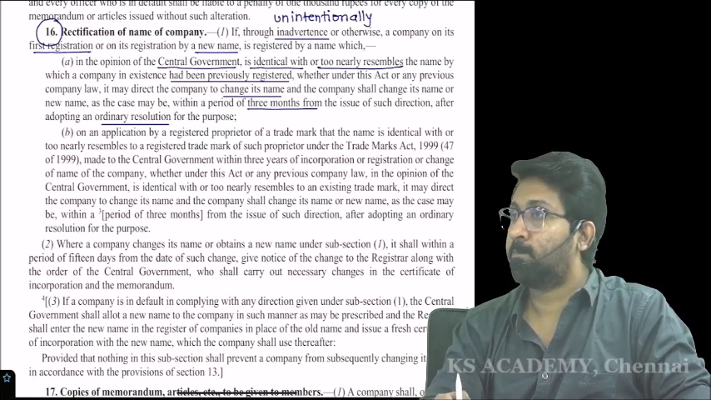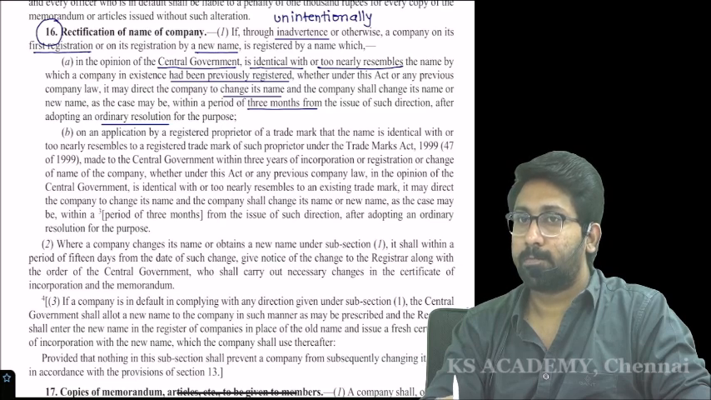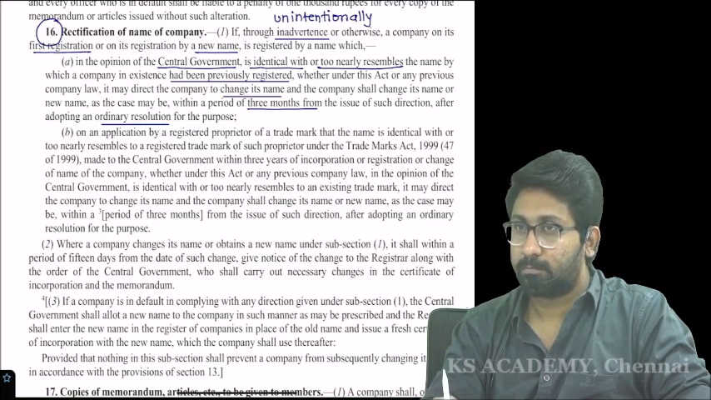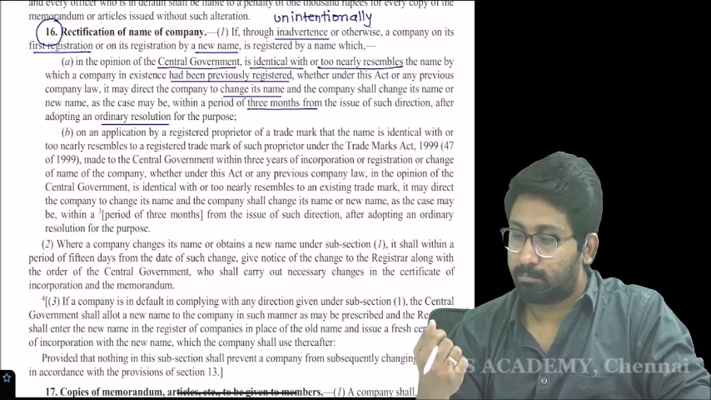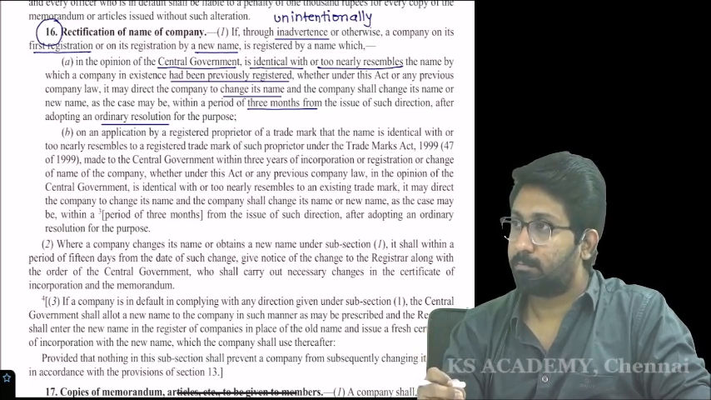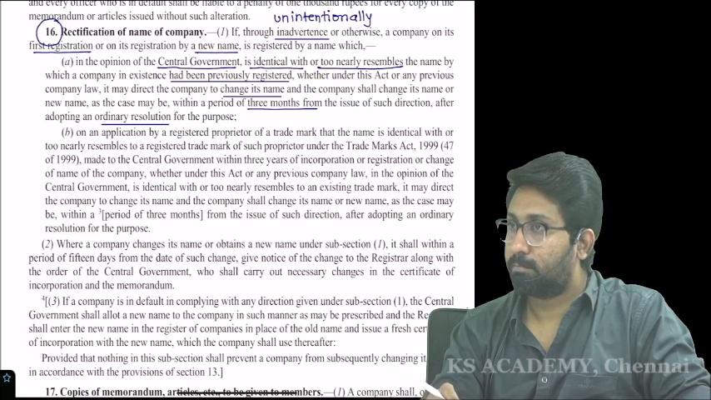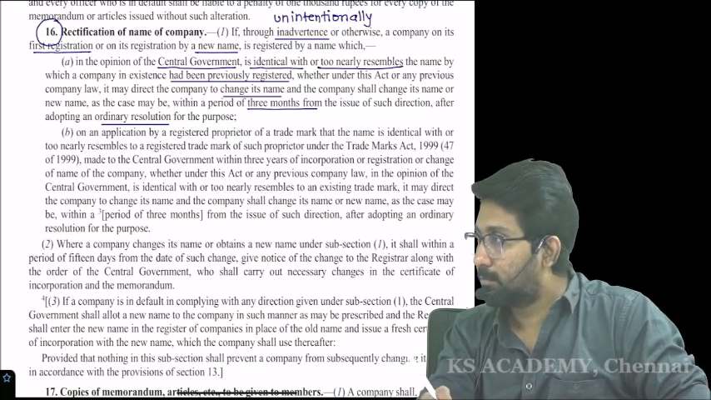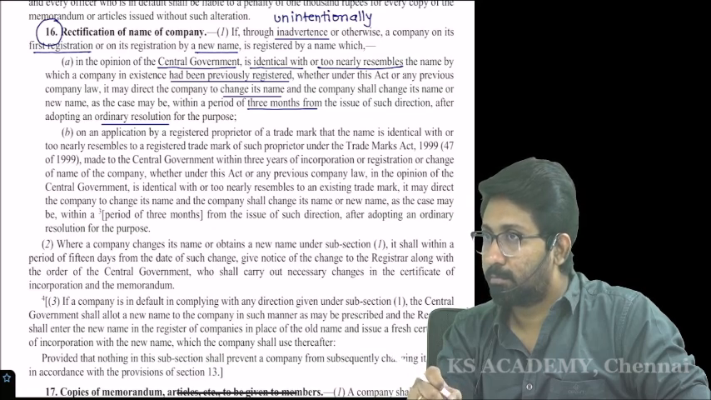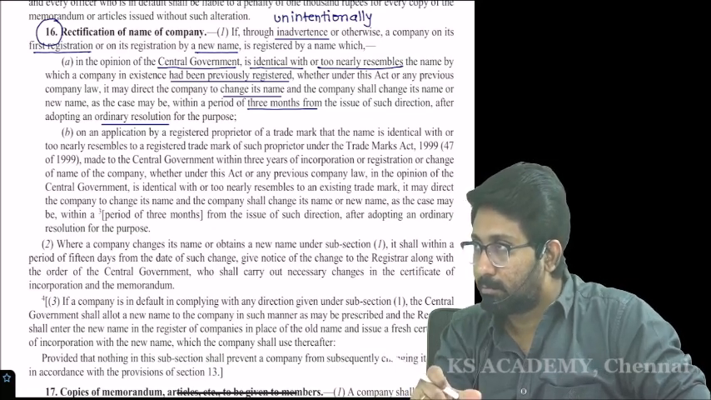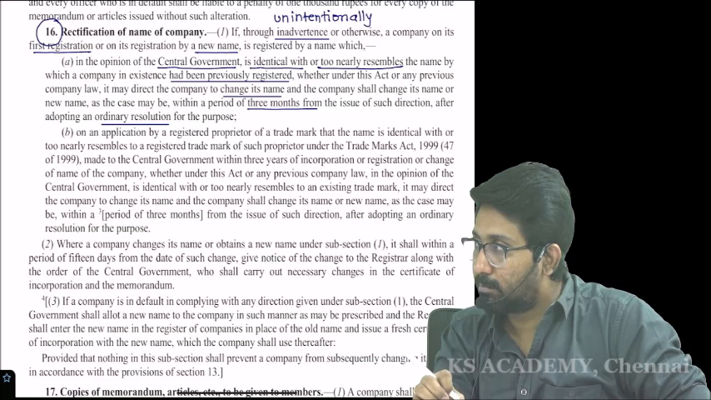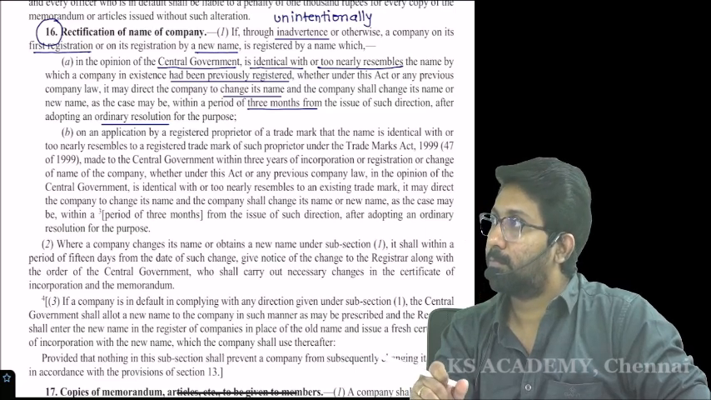And the second case is that the trademark of a company registered under the Trademark Act too nearly resembles the name. The owner may inform the government that the name resembles within 3 years, and the central government may notify the company to change its name within 3 months. If the company changes its name under the above two subsections, then it shall send a notice to the registrar of companies within 15 days for the change of the name.